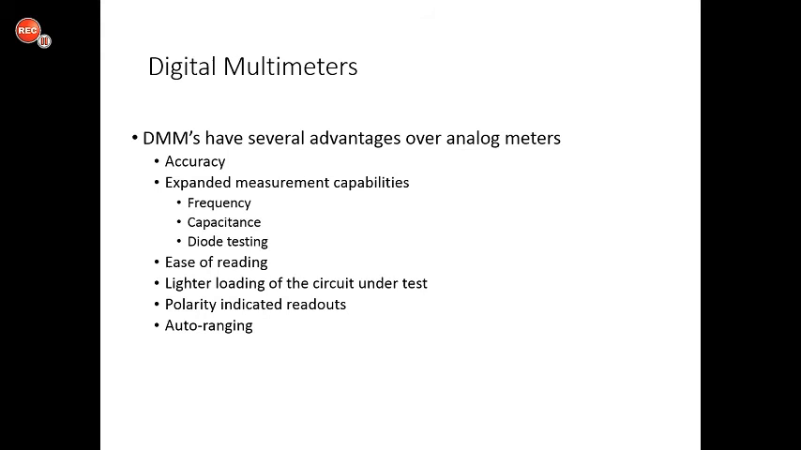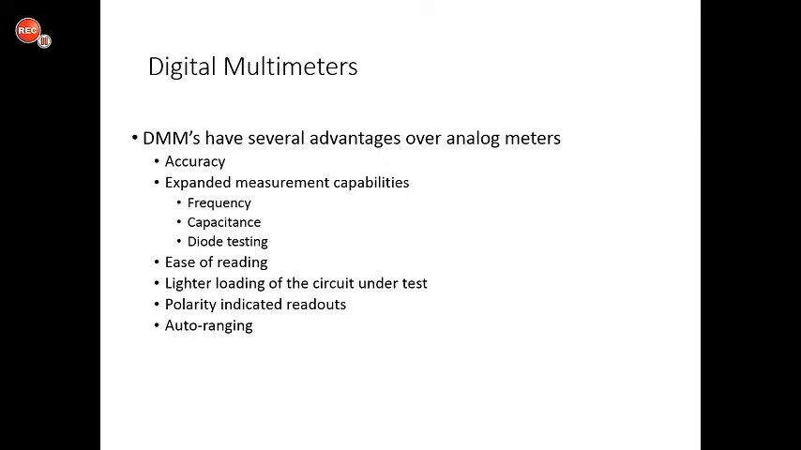Digital multimeters, or DMMs, have several advantages over the analog meters. They're more accurate. They have expanded measurement capabilities, meaning they can measure things like frequency and capacitance. They can be used to test diodes and transistors, things that analog meters are not necessarily capable of. They're much easier to read than an analog meter. We just see the numbers on the digital display.